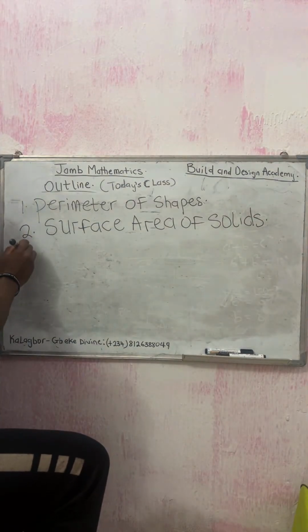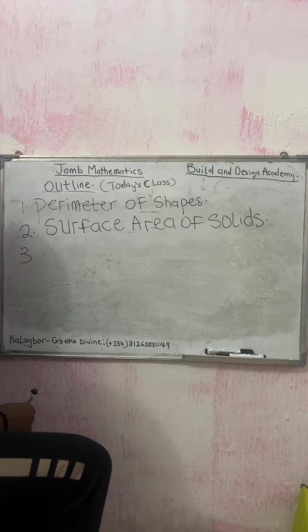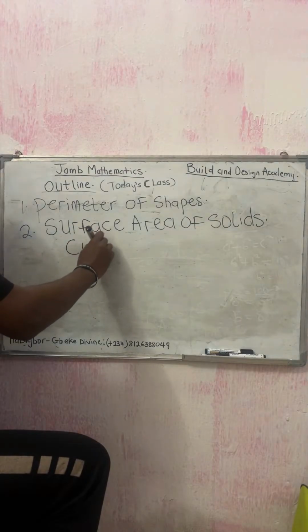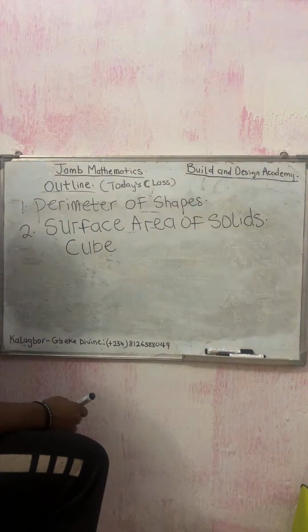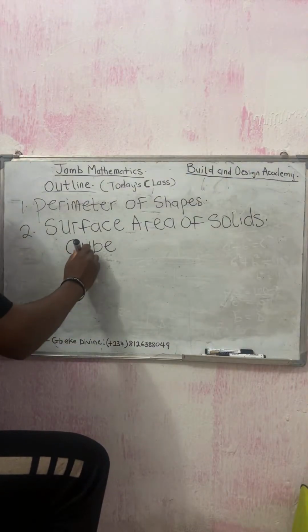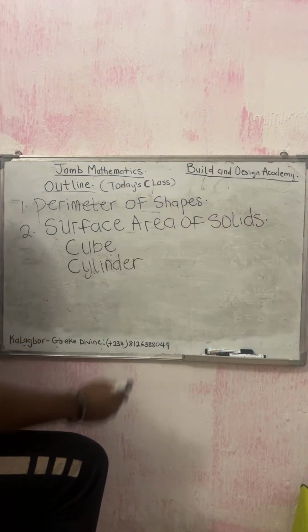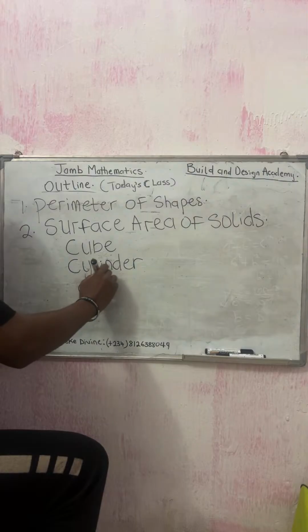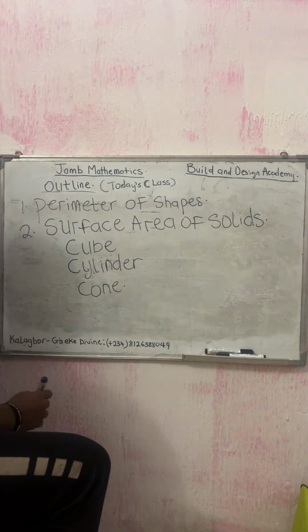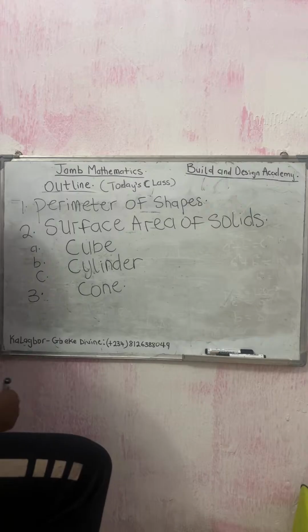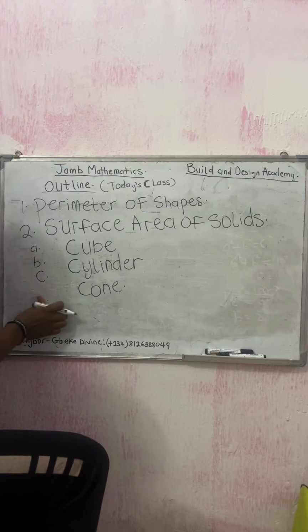We will now look at volume of solids. Under surface area of solids, we look at the surface area of a cube. We look at the surface area of a cylinder. And we look at the surface area of a cone. Then finally, we look at the volume of solids.